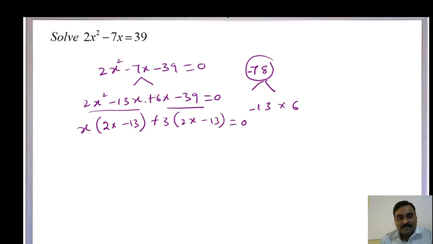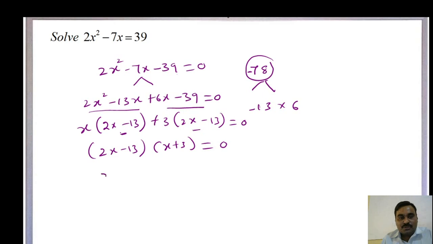So when you split the trinomial, always remember the first bracket and the second bracket will both be the same. If you are solving and you get the first bracket and second bracket different, then it is confirmed you might have made a mistake somewhere and you have to recheck it. So 2x minus 13 is common. Then the remaining one is x plus 3 is equal to 0. What remains here? x remains and 3 remains.